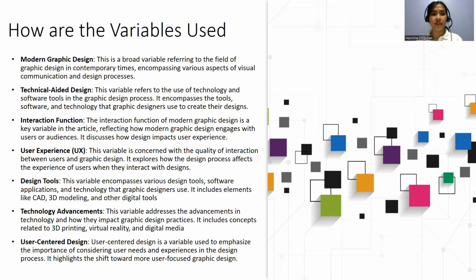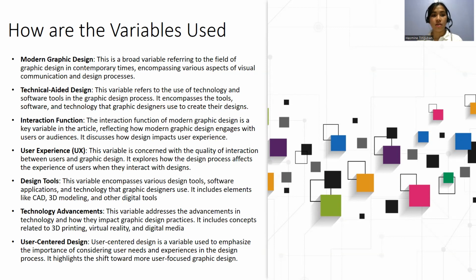Modern graphic design. This is a broad variable referring to the field of graphic design in contemporary times, encompassing various aspects of visual communication and design processes. Technical aided design. This variable refers to the use of technology and software tools in the graphic design process. It encompasses the tools, software, and technology that graphic designers use to create their designs.